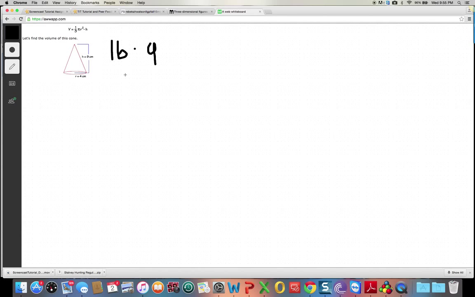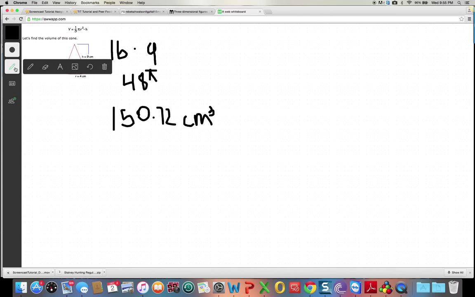1/3 of 144 is 48, and I have to multiply that by pi to get 150 and 72/100 centimeters cubed. Again, make sure you put your units and you put your exponent of 3 at the end to indicate that this is volume.